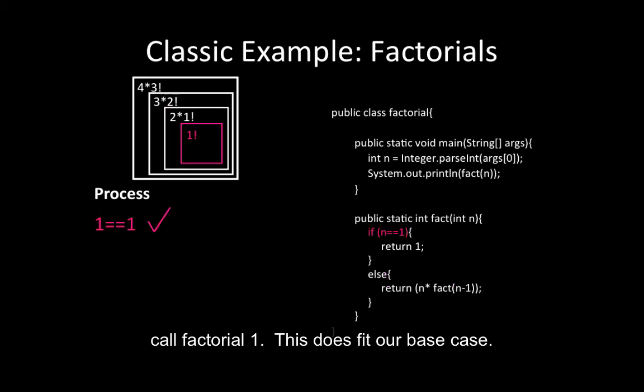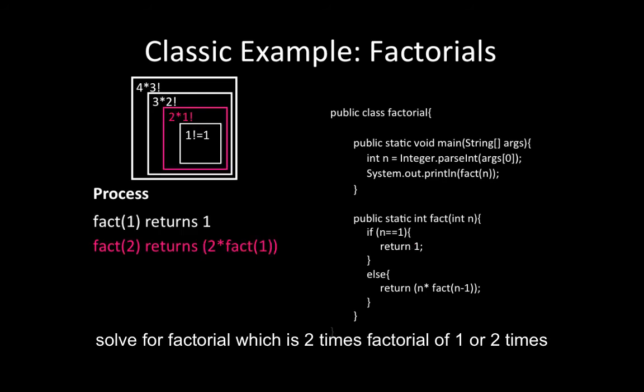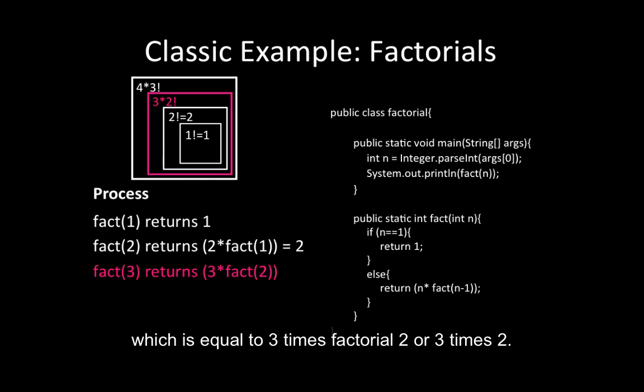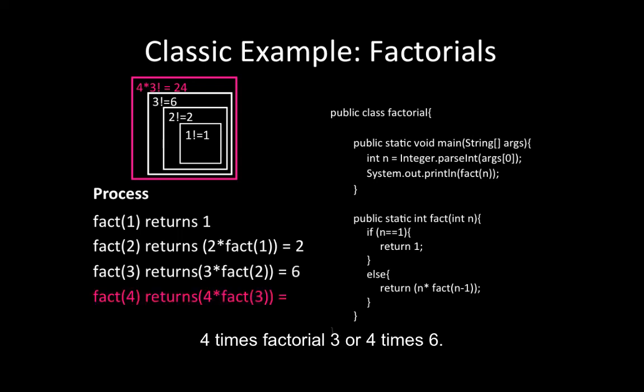This does fit our base case. So we return 1. We can then solve for factorial 2, which is 2 times factorial of 1, or 2 times 1. From here we can solve for factorial of 3, which is equal to 3 times factorial 2, or 3 times 2. Then we can finally solve for factorial 4, which is 4 times factorial 3, or 4 times 6.